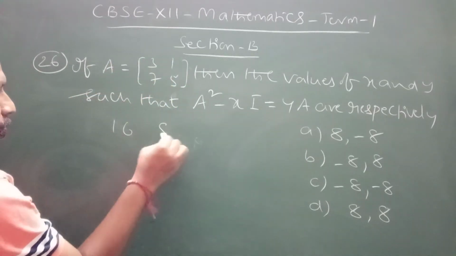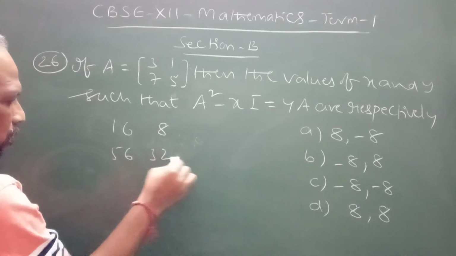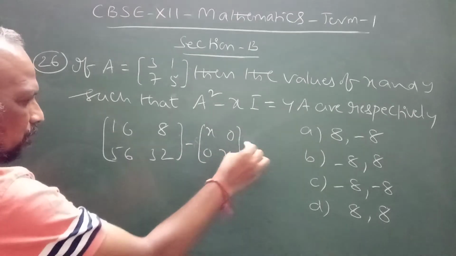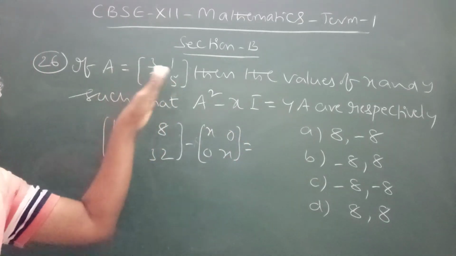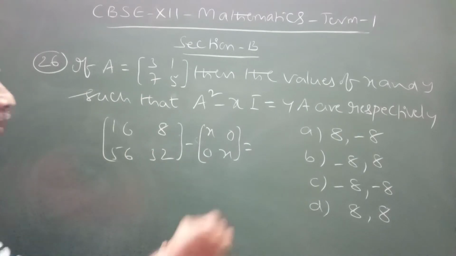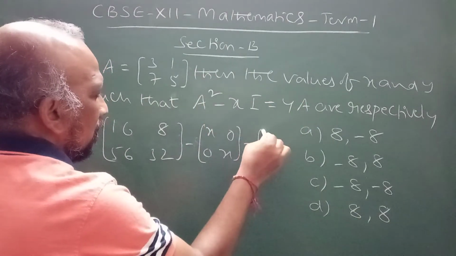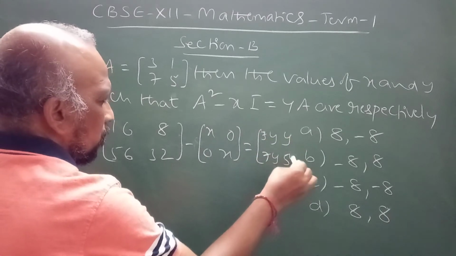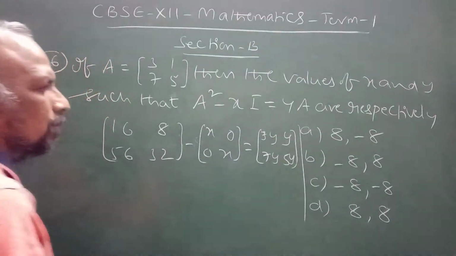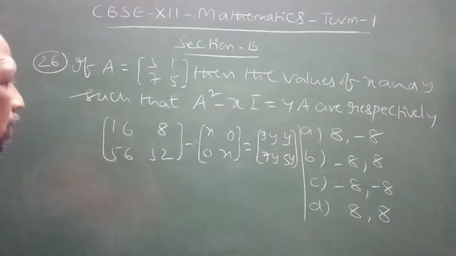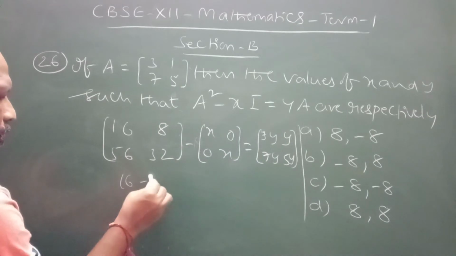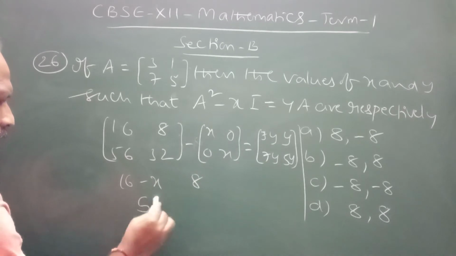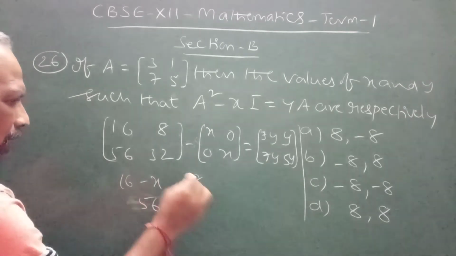16 8, 56 32. Minus xI means x 0 0 x. Correct, this will come. You can verify this. A square is this. Now yA means it comes like this: 3y, y, 7y, 5y. Just multiply A with y. Now this one is 16 minus x, 8, 56, and 32 minus x.